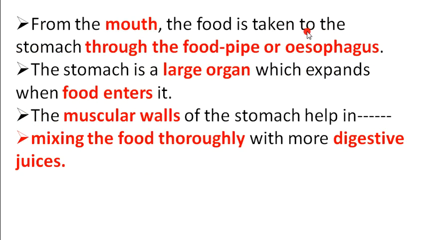From the mouth, the food is taken to the stomach. Now the stomach is another organ of our digestive system. We have already discussed it in our figure also. Through the food pipe or oesophagus, this is in between. This is another platform. Oesophagus and food pipe, we can say food pipe. So from the mouth to the stomach, this is the way, and the middle stations are the food pipe and oesophagus. So the oesophagus is one pipeline for the stomach. The stomach is a large organ which expands when food enters into it.